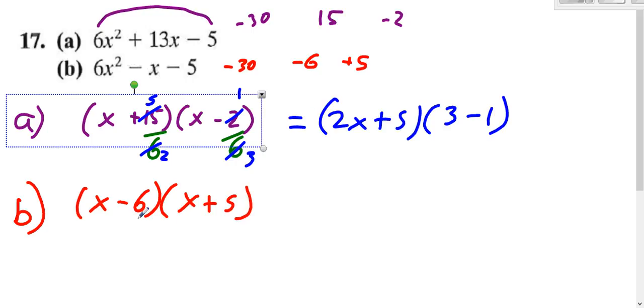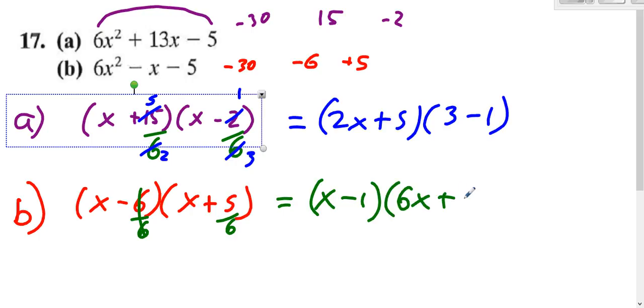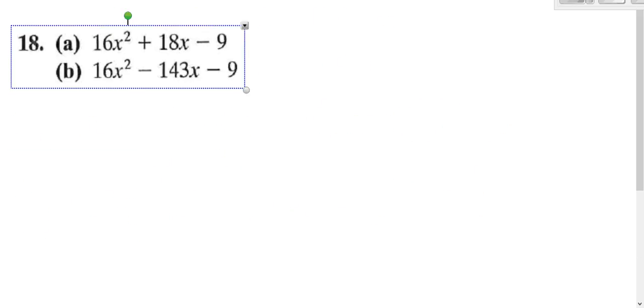Then, since we did the multiply trick, now you divide. Reduce if you can. That just goes to 1. This would be 6x plus 5.